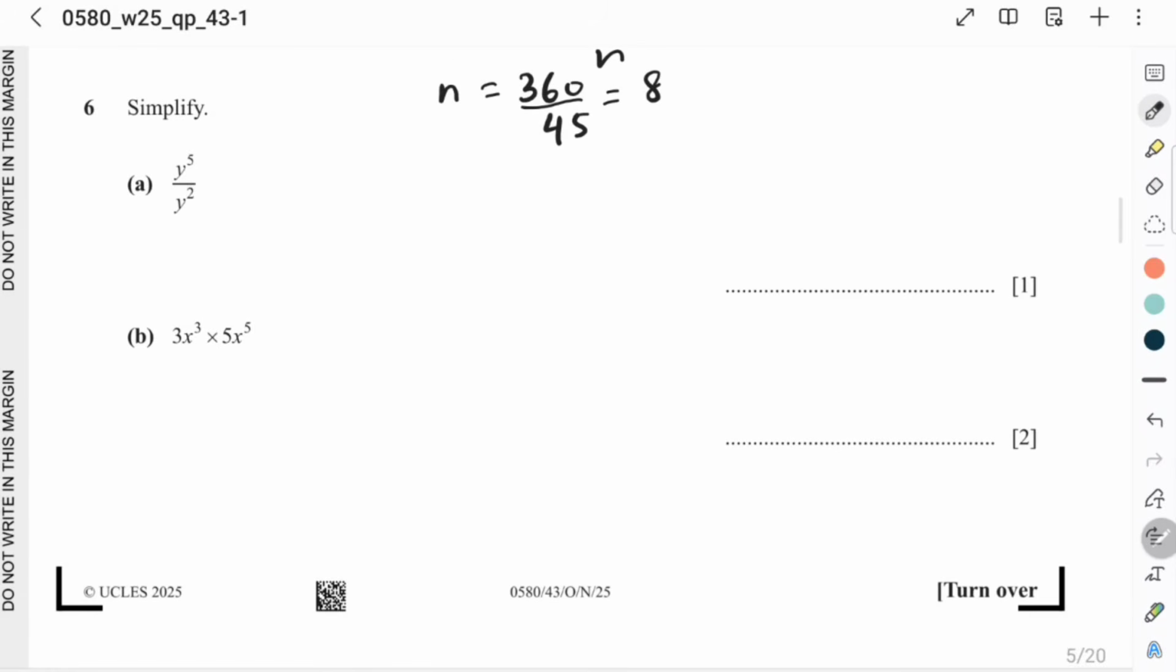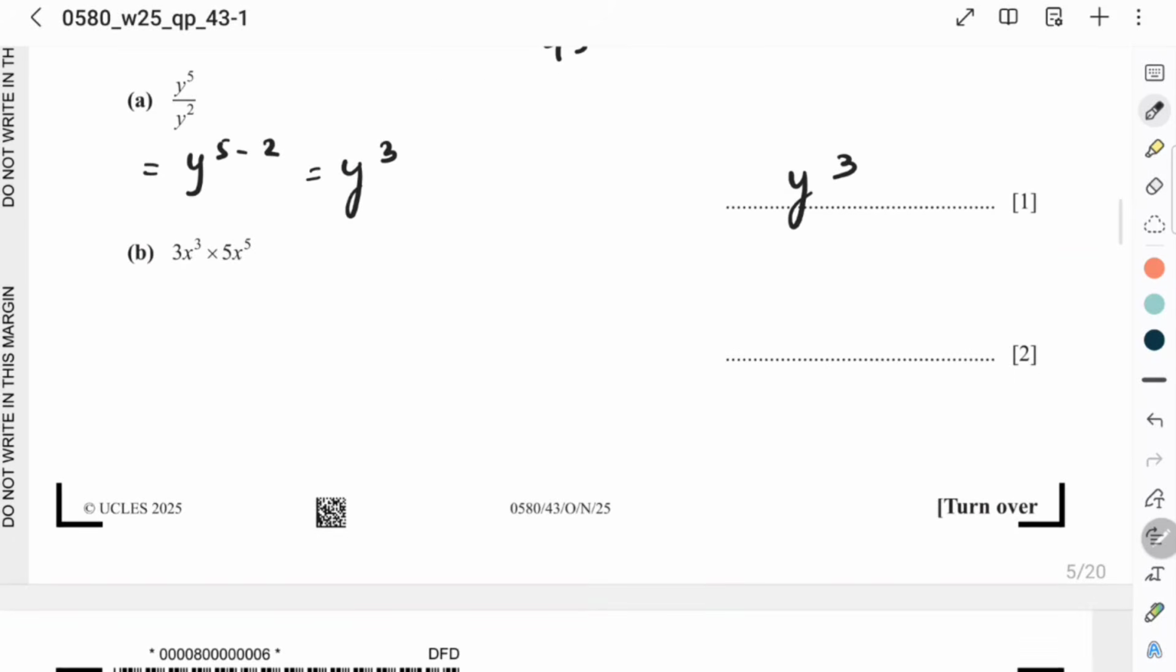Question number 6, simplify y to the power 5 divided by y squared. So you just subtract the powers: y to the power 5 minus 2 is equal to y cubed. Alright, now part B, 3x cubed multiplied by 5x to the power 5. 3 times 5 is 15, and for x, you just add the powers together, 3 plus 5, which is equal to 15x to the power of 8.